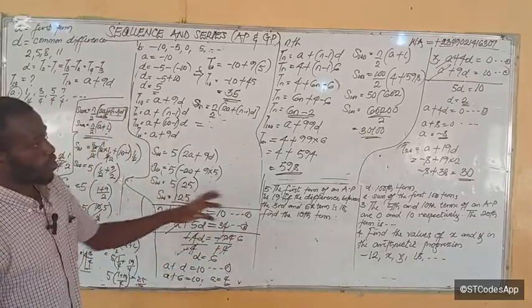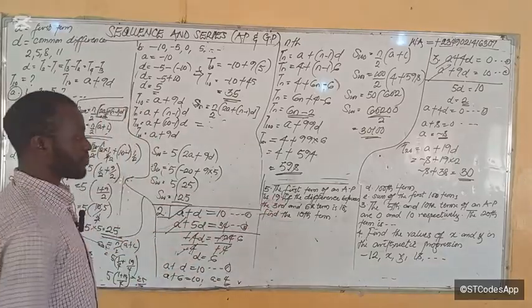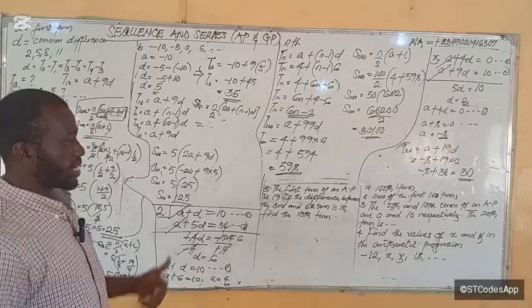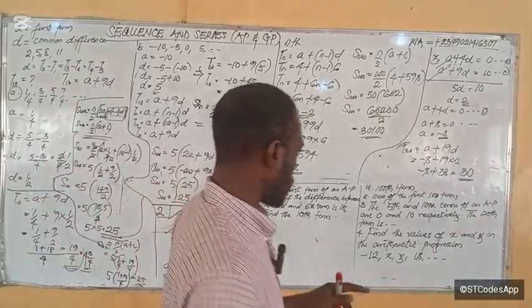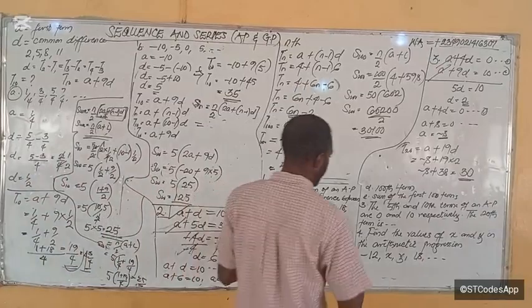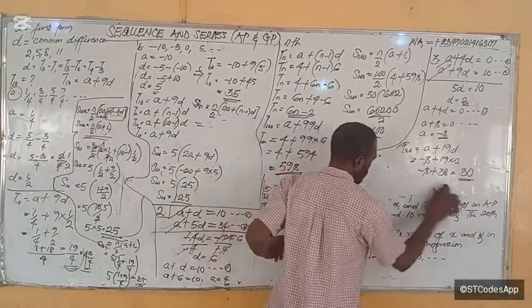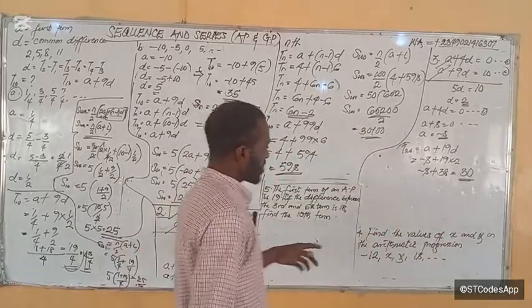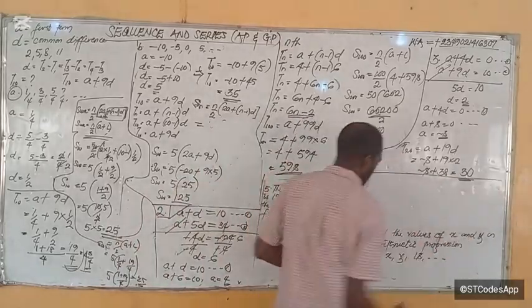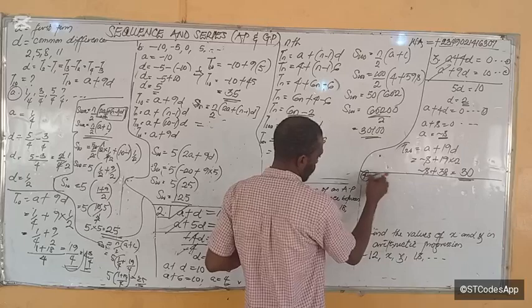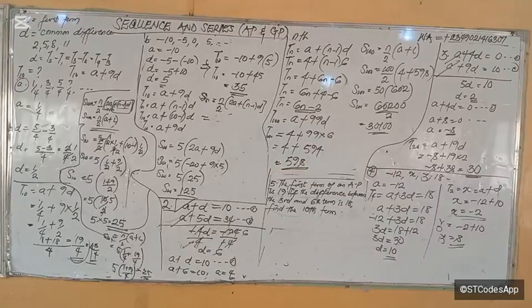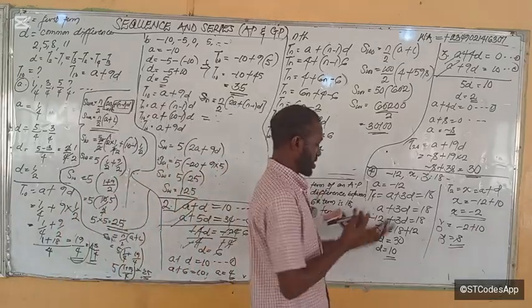Now let's go to number 4. Find the values of x and y in the arithmetic progression. Let me see if I can squeeze it in here. So I'm playing number 3 and the other one. It says we should find the value of x and y in this progression, number 4. The progression minus 12, x. All right, so please excuse me, my microphone went off. So I'll just explain what I did here again.